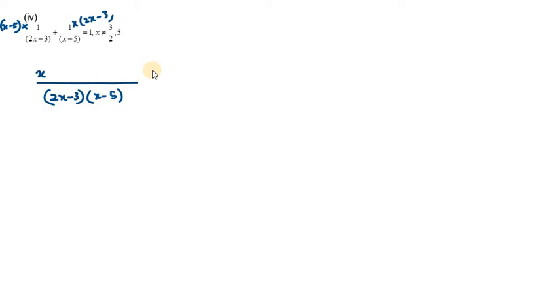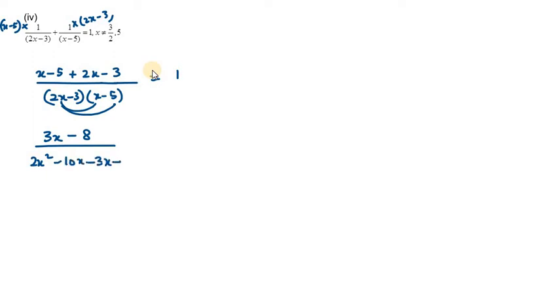So first term will be x minus 5, second will be 2x minus 3 equal 1. So you get 3x minus 5 minus 3 is minus 8 over. Now you need to multiply these equation at the bottom. So you will get 2x square, then 2x with minus 5, it will be minus 10x, then you have minus 3x, then you have plus 15 equals 1.